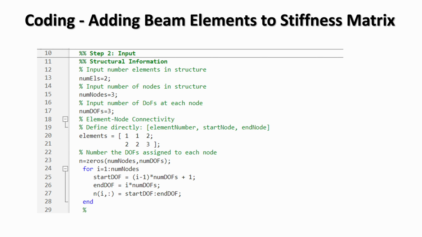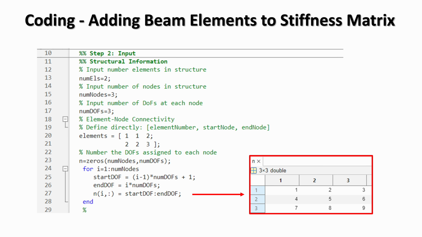We then set up a table called n, which numbers the degrees of freedom assigned to each node. The code runs through each node in turn and labels its degrees of freedom consecutively. Node 1 is given degrees of freedom 1, 2, and 3, Node 2 degrees of freedom 4, 5, and 6, and Node 3 is given 7, 8, and 9. And you can see this in the output that I've copied from the program. The numbering is crucial because it creates a direct map between each element's local degrees of freedom and their positions in the global stiffness matrix.